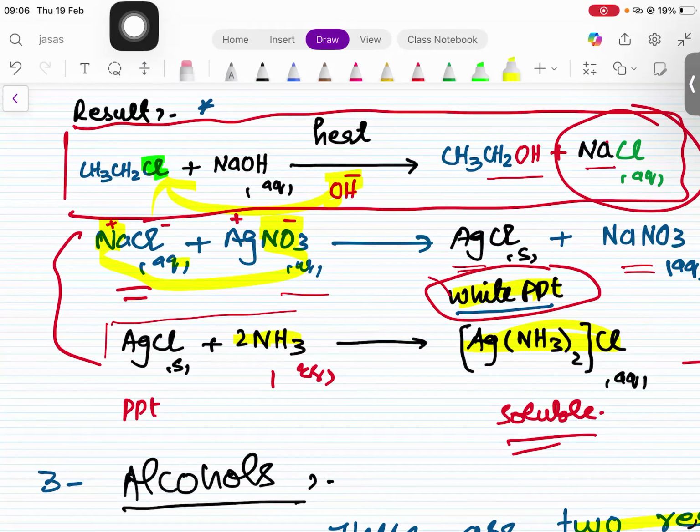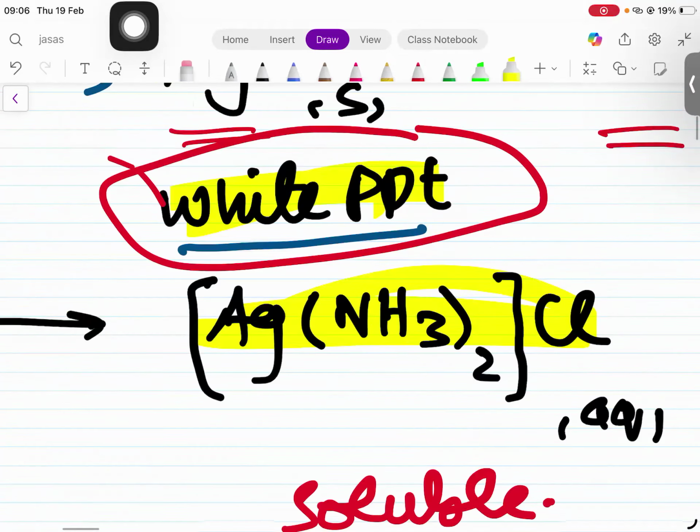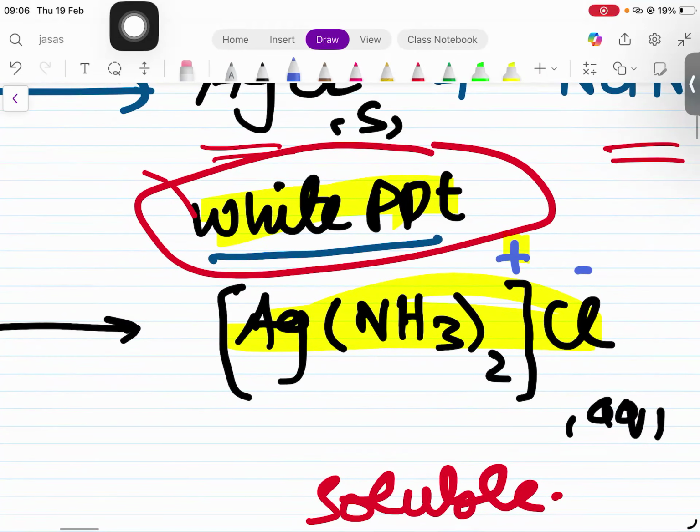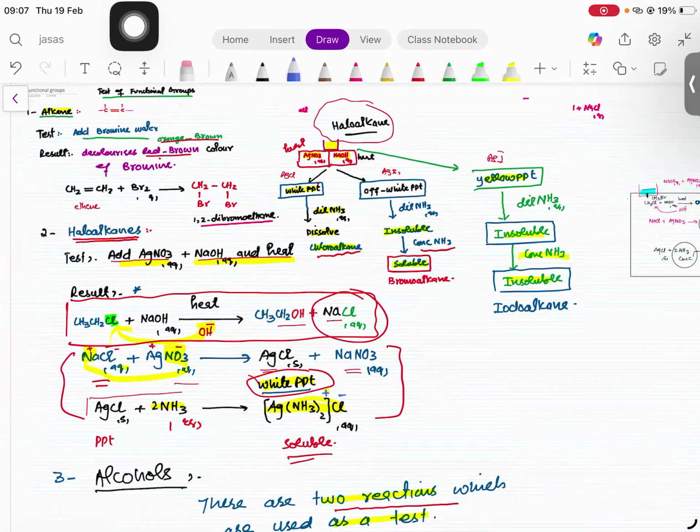And then by adding ammonia, how do the precipitates go away? You remember I told you there is a reaction taking place between ammonia and AgCl, and it combines with Ag to make a complex, which is Ag(NH3)2 Cl negative. So this compound becomes water soluble. AgCl was insoluble, but Ag(NH3)2Cl is water soluble. So this is how the whole chemistry takes place in the test of haloalkanes.